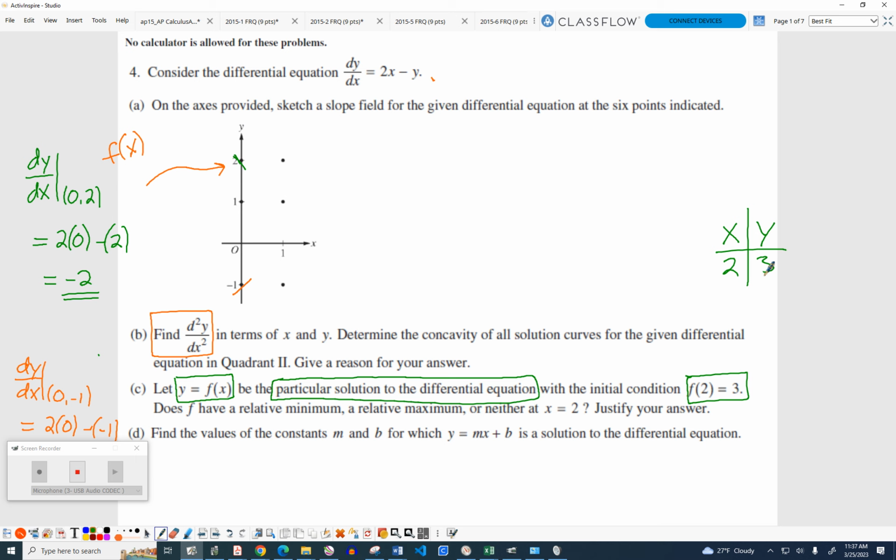When it says the particular solution to the differential equation, I didn't know what that meant. You just need to memorize that it means the amount equation. That's all that means. So solution is just another way of saying the same curve. Is that okay? Yeah. Say what you just said again. Solution means the same thing, the curve.